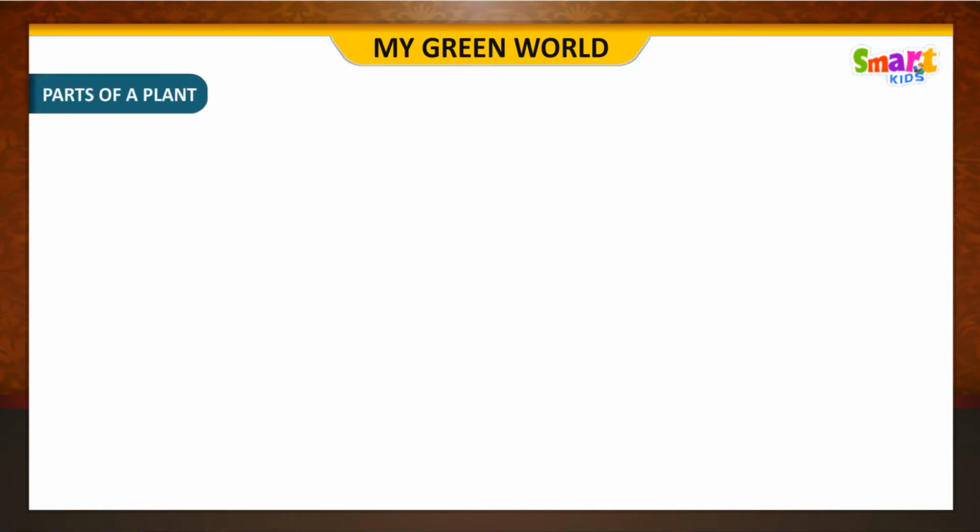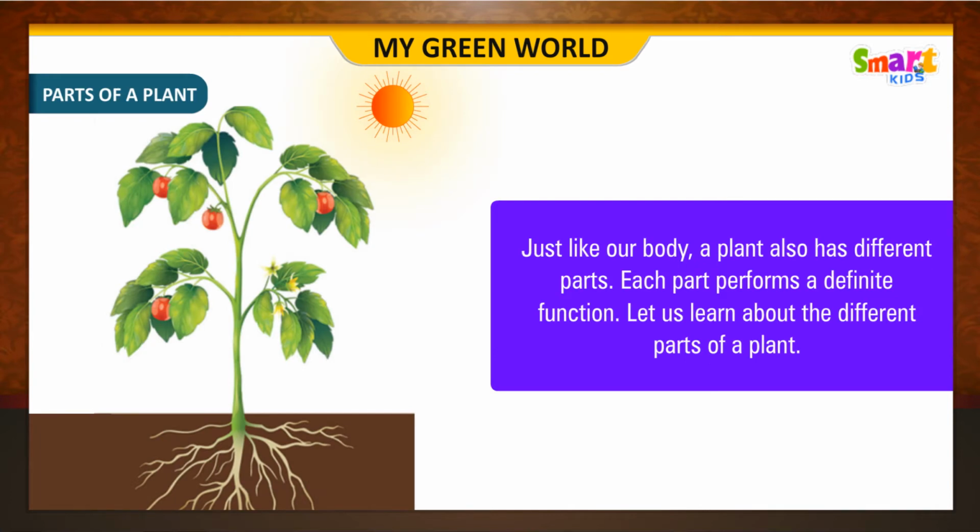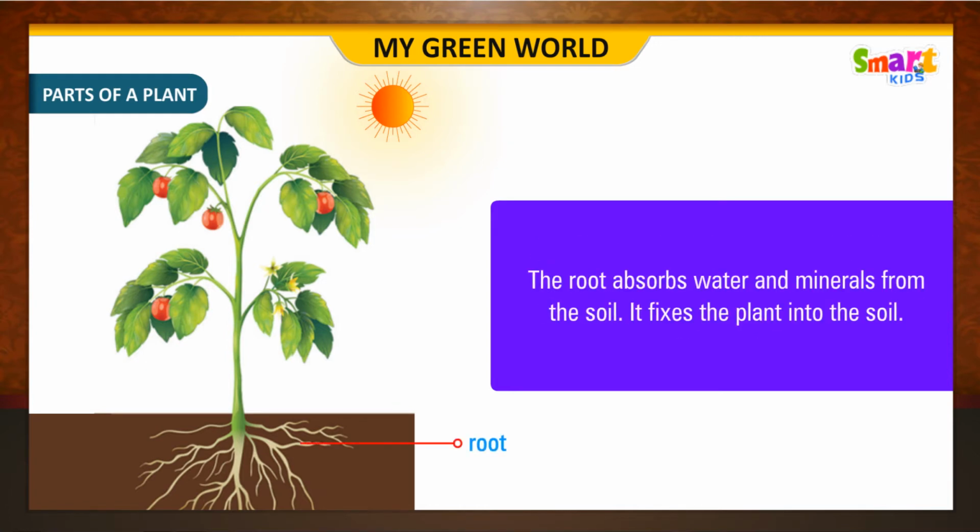Parts of a plant. Just like our body, a plant also has different parts. Each part performs a definite function. Let us learn about the different parts of a plant. The root absorbs water and minerals from the soil. It fixes the plant into the soil.